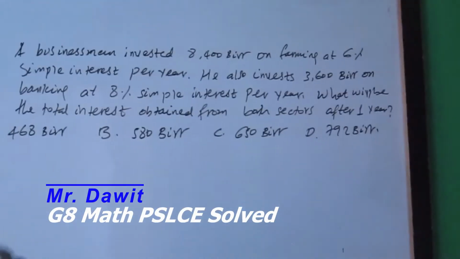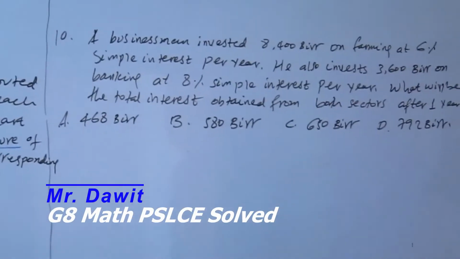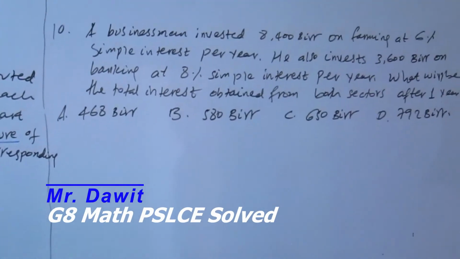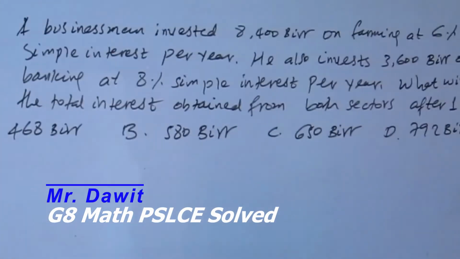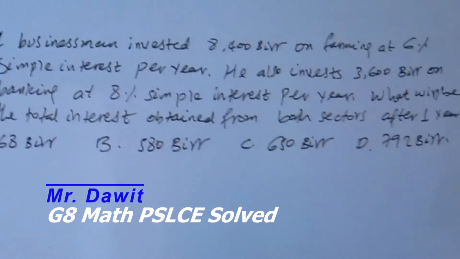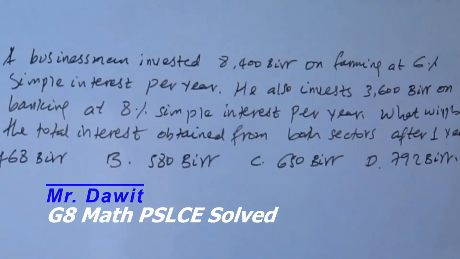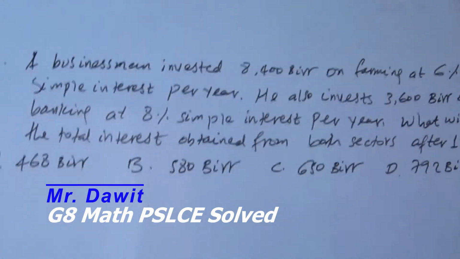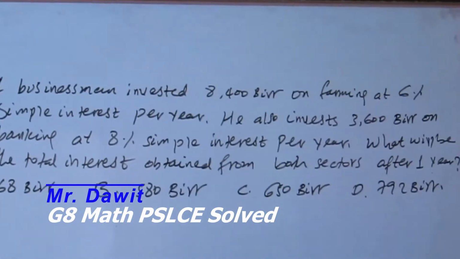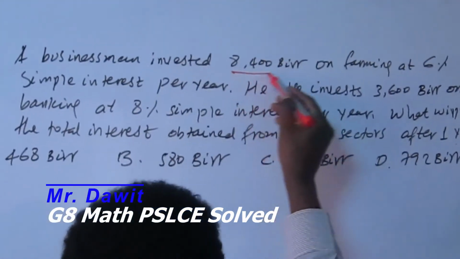This is also again related with the application of percent. Question 10: a businessman invested 8,400 birr on farming at 60%. Okay, he invested how much birr?